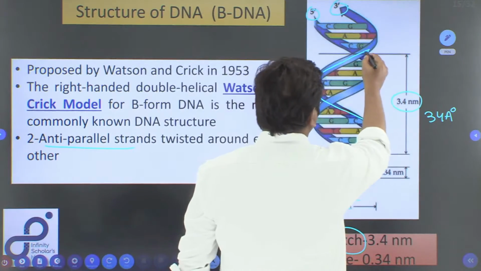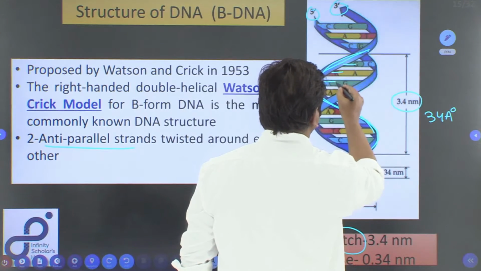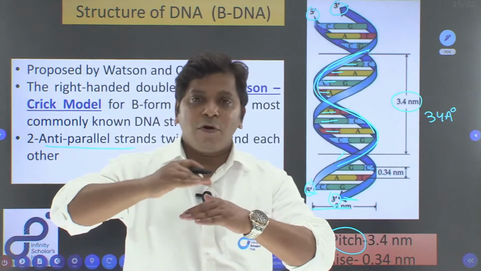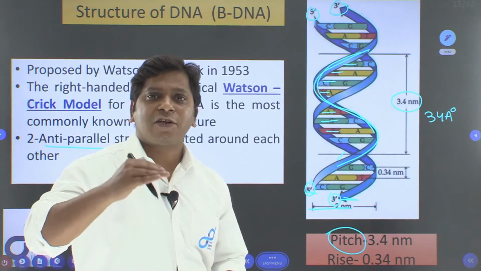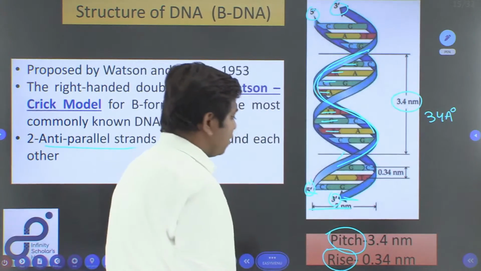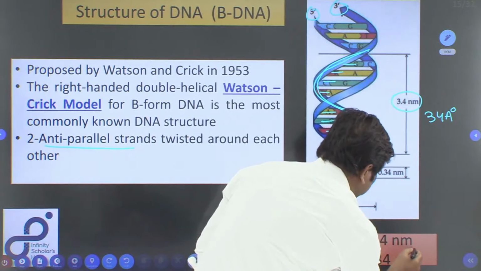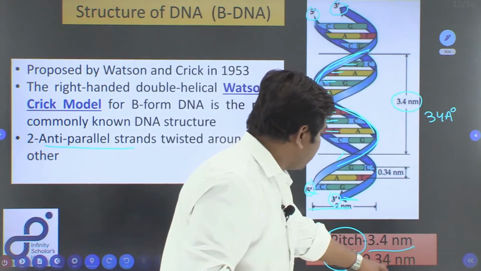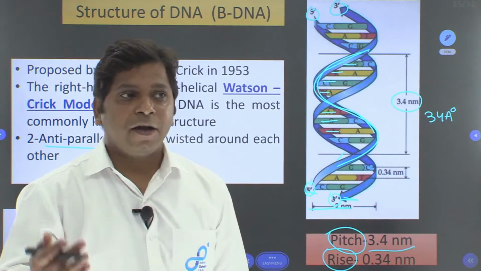And in each turn, the DNA has around 10 base pairs. It has 10 base pairs in each turn. So, when it goes one base pair, which is called a rise, because it is just like one step of the staircase. When you take one step of the staircase, that is called the rise, and there are a total of 10 rises in one turn, that we know already. So, if we divide 3.4 by 10, the distance that is going to come is 0.34 nanometer. If we convert that into angstrom, that is going to be 3.4 angstrom.